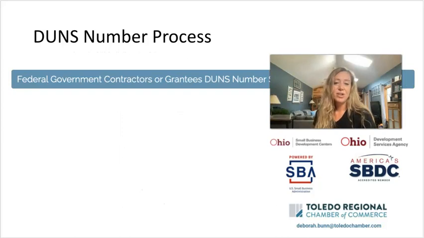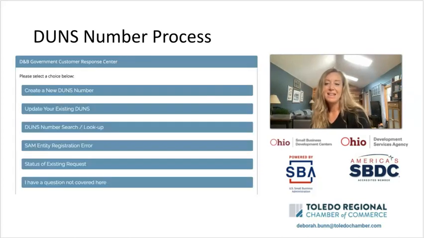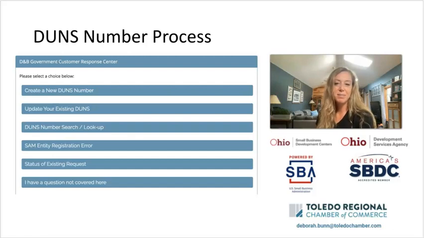The next screen that it's going to take you to, there's going to be multiple options on this screen, but you are going to select federal government contractors or grantees DUNS number support. When you select that, it will bring you to this screen, and it gives you these options. You can create a new DUNS number. You can update your existing DUNS number. There's a DUNS number search and lookup, your SAM entity registration error, status of an existing request. If you sent your DUNS number request and it's been past that 72 hours and you're not sure what's going on, or you have a question that's not covered here, they're always there to help. So you want the top line, which is create a new DUNS number.